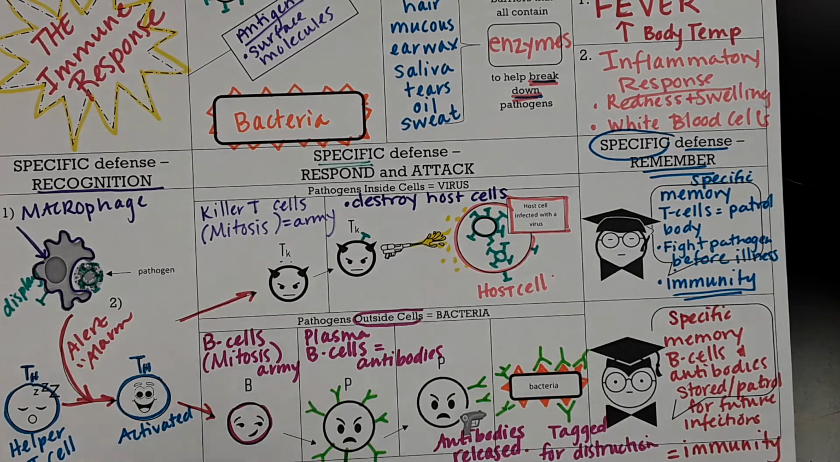So for example, with the cold, you only get a cold virus once. The next time you get a cold, it's a different variation of that cold virus. It has mutated so that your cells can't recognize it anymore.